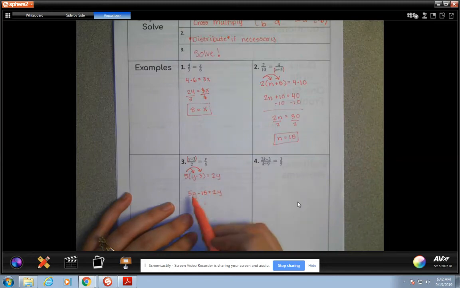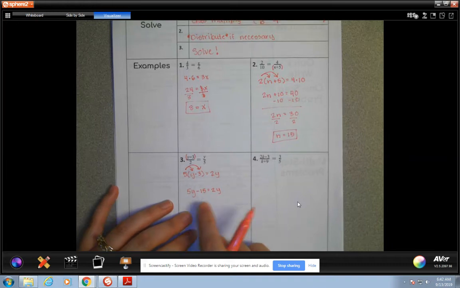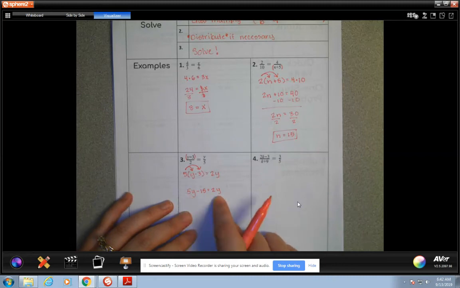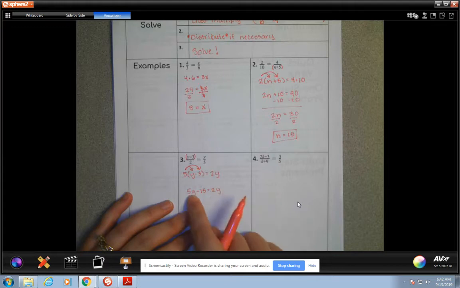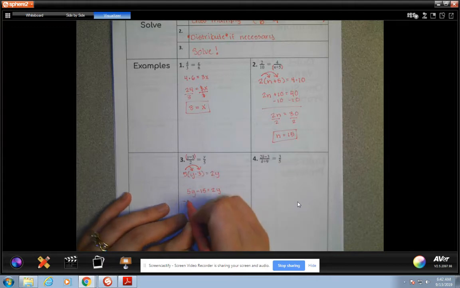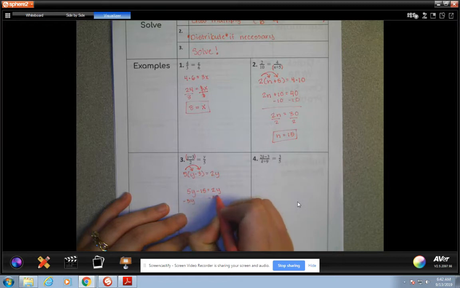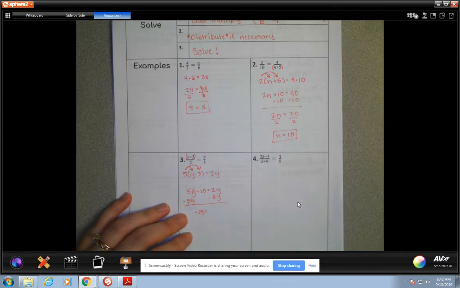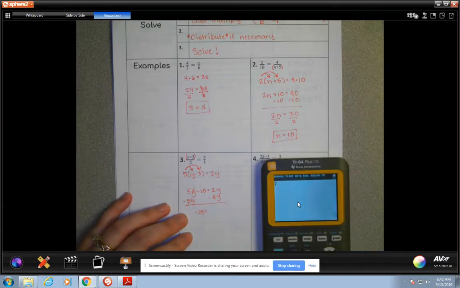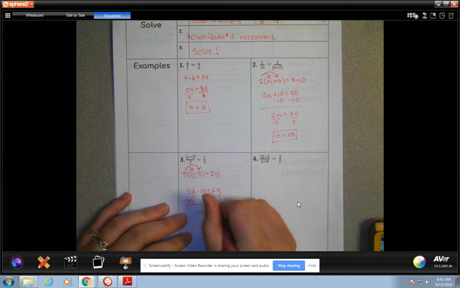Okay, now we want to get the y's all on one side. In your last video, we told you to always move the smaller variable. If you move the 2 over here, that's fine, you can do that. But I want to move the y's to one side. Since the 2 over here is by itself, I'm going to move the 5y over here. So this would be minus 5y, minus 5y, and you're going to get negative 15 equals 2 minus 5. If you need to, because of that negative number, use your calculator. I got negative 3, making sure that y is still attached to that negative 3.